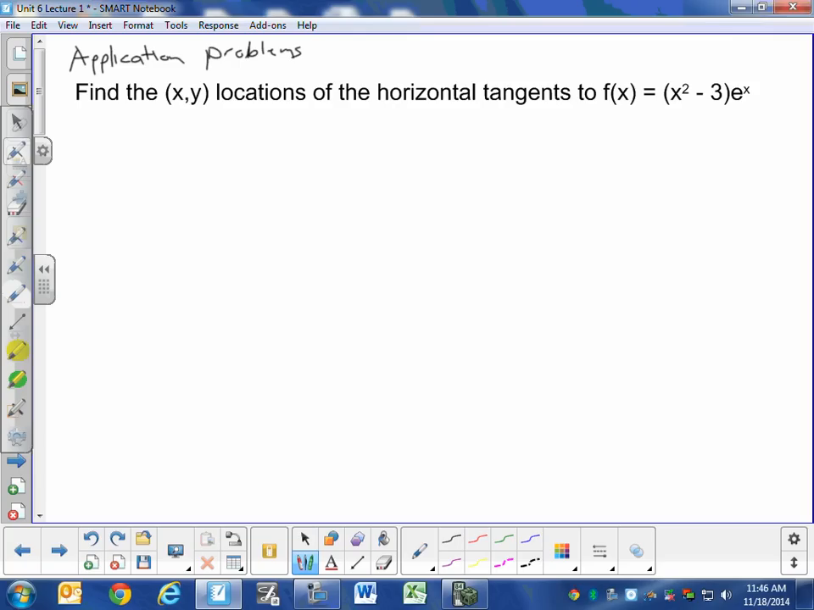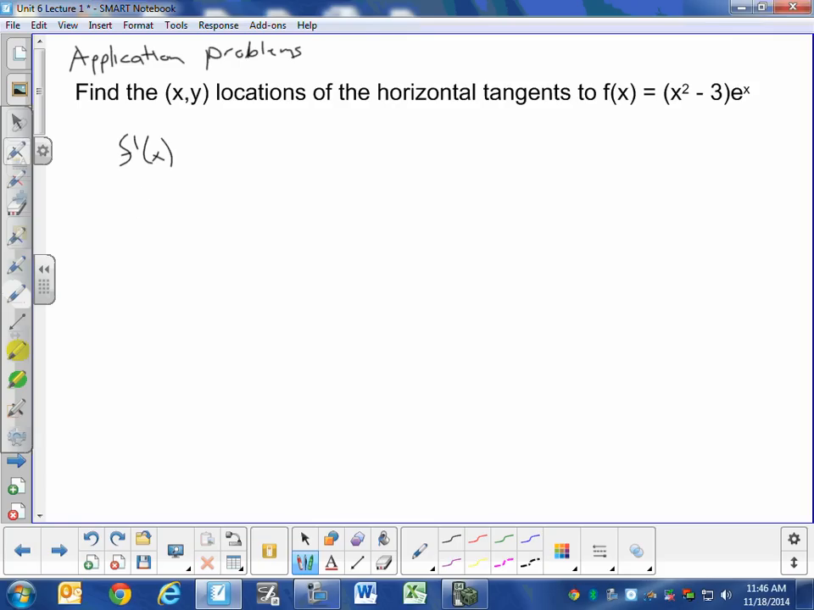All right, Ms. Gross, how do I find locations of horizontal tangents to functions? Exactly, the numerator of what? Exactly. The derivative equal to 0. If the derivative is a fraction, we set the numerator equal to 0. Let's see if we have a fraction here. And if we don't have a fraction, then it's just the derivative equal to 0. So let's find the derivative.